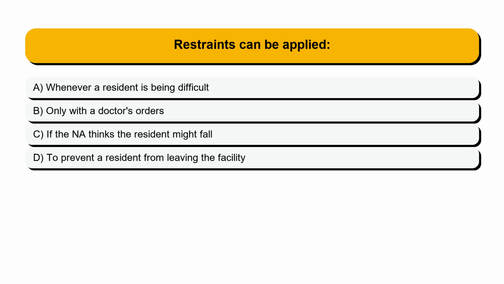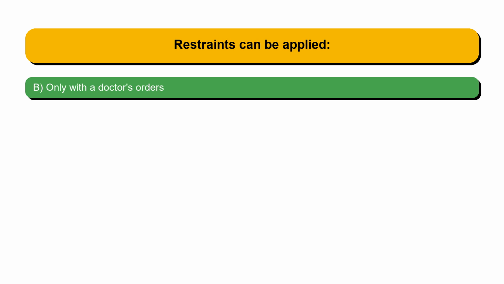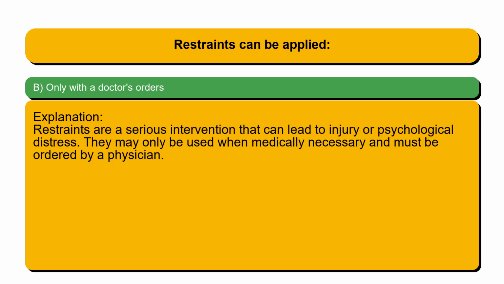Question 54. Restraints can be applied: Option A, whenever a resident is being difficult. Option B, only with a doctor's orders. Option C, if the NNAA thinks the resident might fall. Option D, to prevent a resident from leaving the facility. The correct answer is option B, only with a doctor's orders. Restraints are a serious intervention that can lead to injury or psychological distress. They may only be used when medically necessary and must be ordered by a physician.